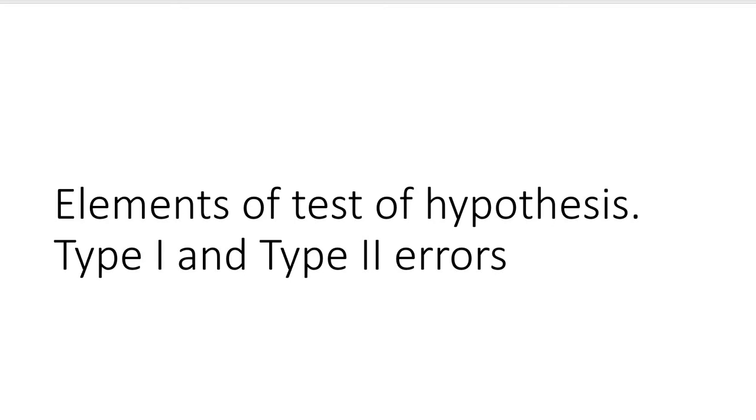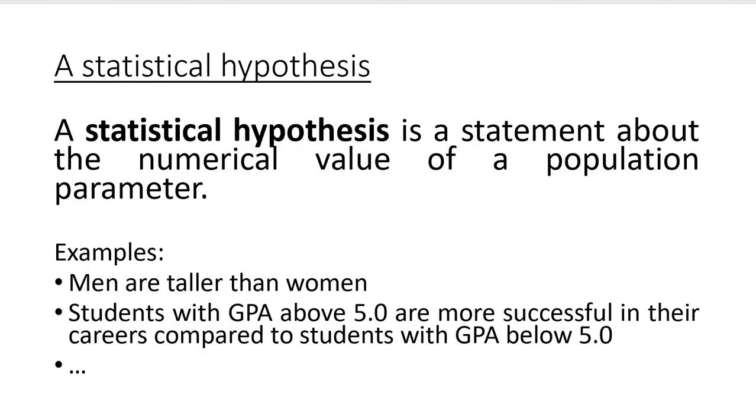And this video is devoted to some very basic and fundamental issues related to this procedure. So let us start with the definition and some explanation. First of all, you define statistical hypothesis as a statement about the numerical value of a population parameter. For instance, you can test whether men are taller than women. You can test whether students with grade point average above 5.0 are more successful in their careers compared to students with grade point average below 5.0, and so on and so forth.